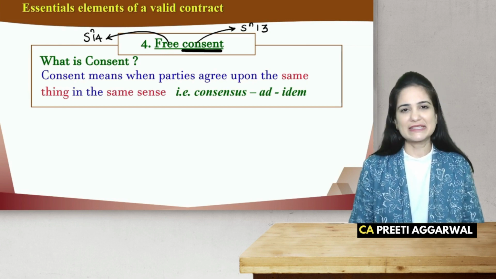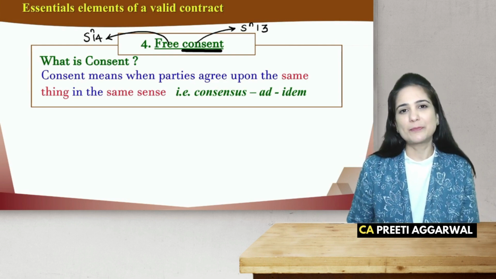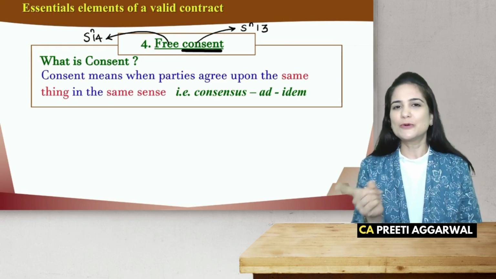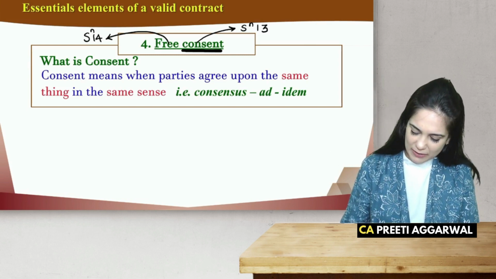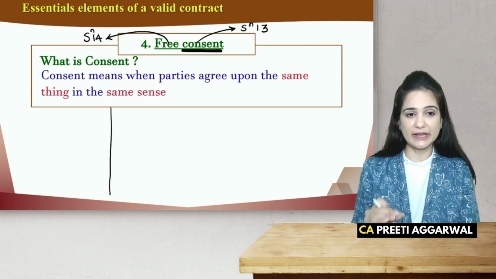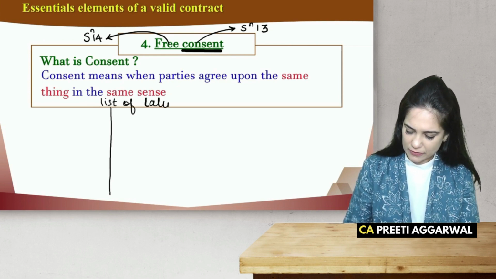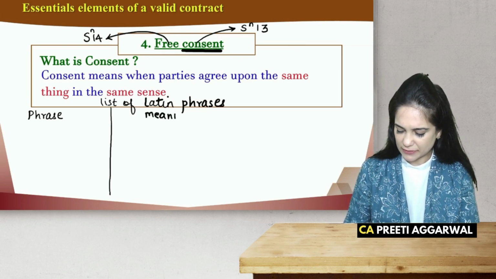Now, these Latin phrases are scattered in the notes. How do we remember them? On the last page of your notebook, you will prepare a list of Latin phrases. As soon as we come across a phrase, you will include it in the list. Go to the last page of your notebook and divide the page into two parts. First, give the heading, list of Latin phrases. On the left hand side, write down the phrase, and on the right hand side, write down the meaning or the translation.